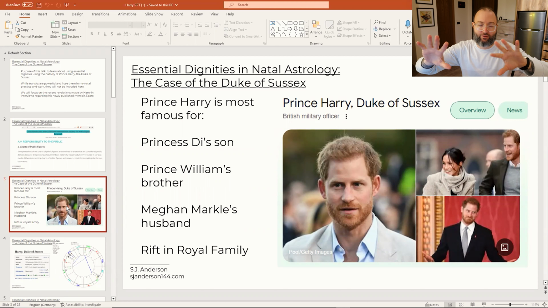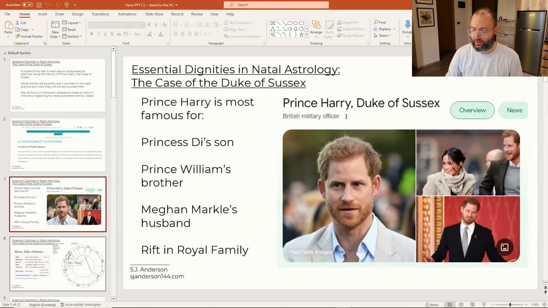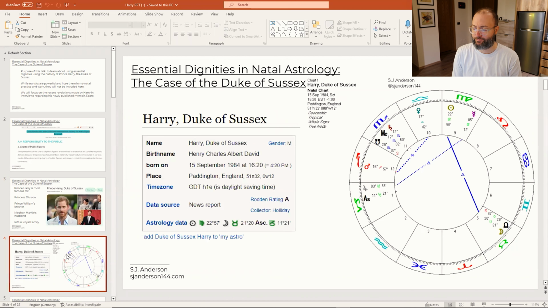They were asked to leave or left the royal family. I'm not sure the exact details on it. I guess relieved of his royal duties, something like this, and then moved to America and now has his own life as the Duke of Sussex. So this rift is also what he's known for. So we're going to keep those larger themes in mind as we delineate this nativity. Next slide here. Here's the nativity.